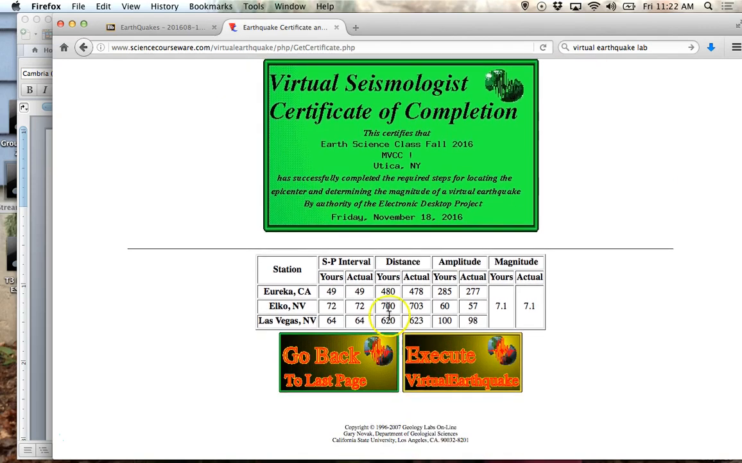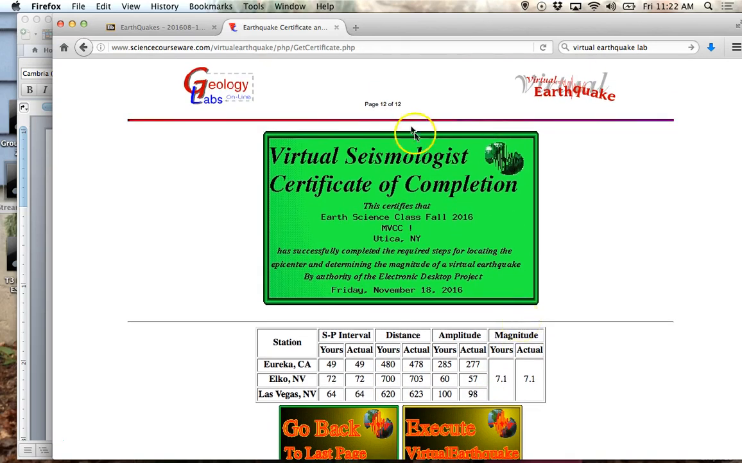Before we look at the certificate, we're going to look at our numbers. So, SP interval 49, 49, 72. Ooh, I'm good. Especially for my elderly eyes. 480, 478. Oh, well. 700, 703, 620, 623. The 480 to 478, that's not too bad. Here's the one I was worried about. 285 is actually 277. I don't know about that. 60 to 57, 198. Again, these are a function of these, so it compounds. If you make an error, it does compound. But in the end, we were close enough, apparently, that we got the actual magnitude.